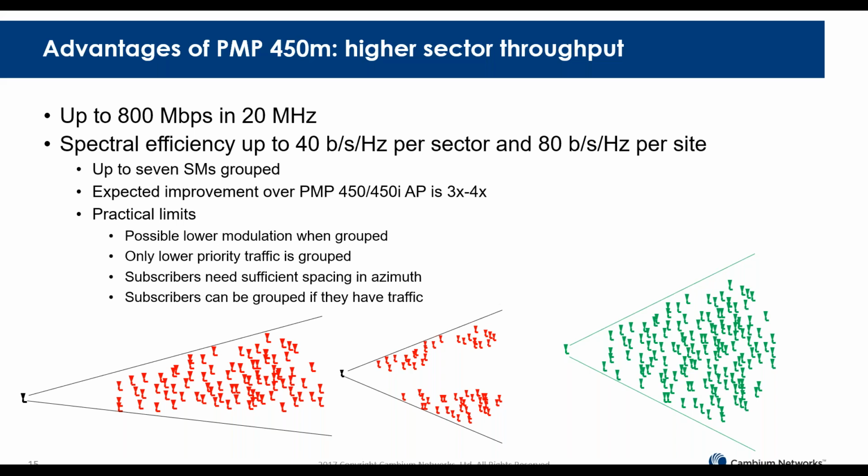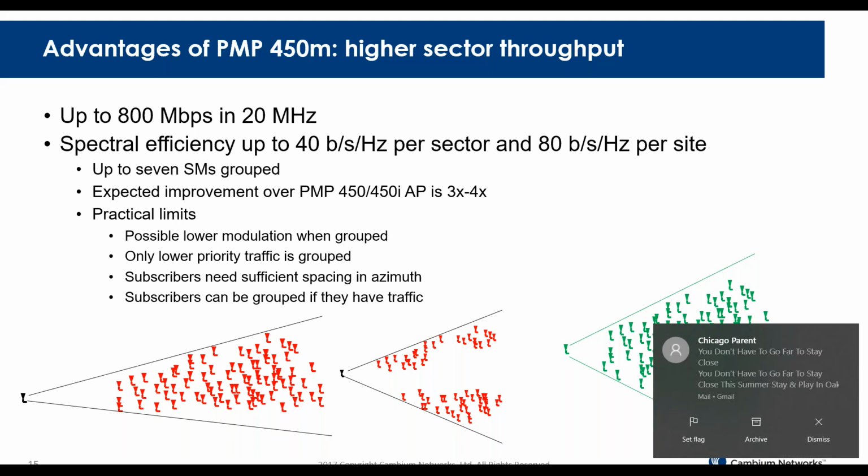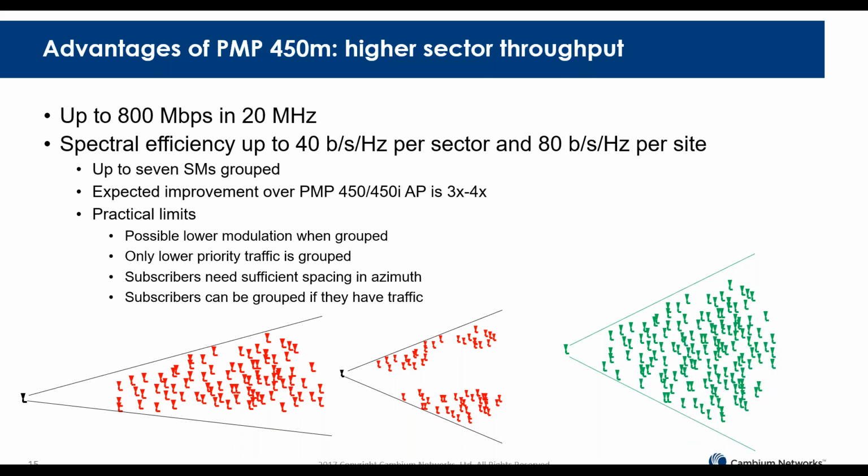Well, there are some practical limitations. First of all, when a subscriber operates in grouped mode, it is possible that it operates at a lower modulation compared to when it's ungrouped. For example, let's assume the access point is talking to a subscriber in ungrouped mode, and the subscriber is operating at 64 QAM modulation. When the subscriber is operating in group mode, there is always some residual interference from the transmissions to the other subscribers, and it is possible that this subscriber operates in 16 QAM modulation. So there is a reduction in the modulation to this specific subscriber.